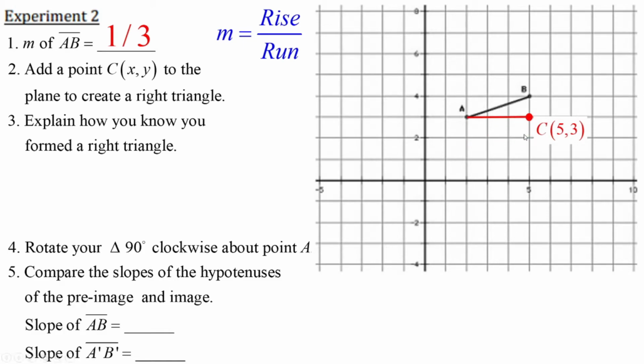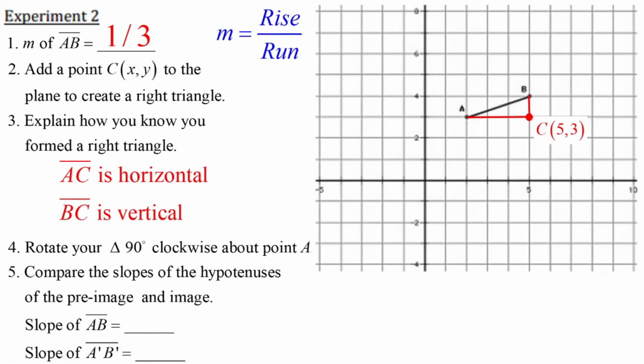Well, let's see. AC is horizontal. And there's BC. And segment BC is vertical. And we know that a horizontal line is always perpendicular to a vertical line. So that has to be a 90-degree angle. Okay? So, I'm getting a little ahead of myself right now.